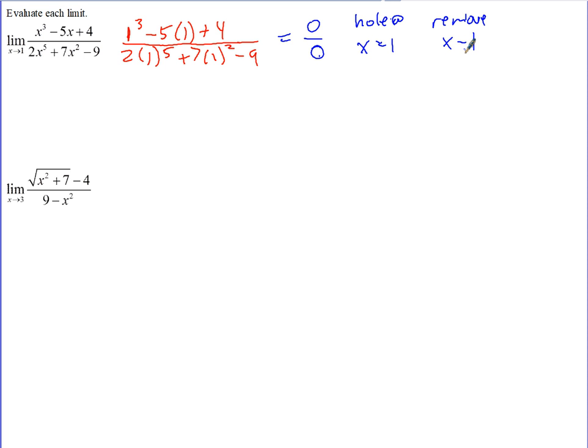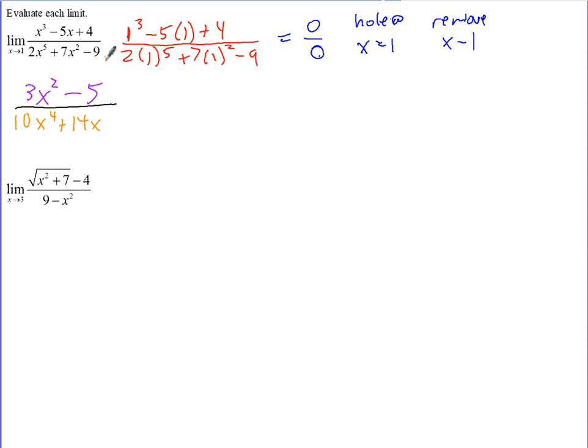So here, L'Hopital's rule is actually a time saver. It makes it a little easier to find the derivative, and so you don't have to do long or synthetic polynomial division. So if we just take the derivative of the numerator, we get 3x squared, derivative of negative 5x is negative 5, derivative of 4 is 0. Divided by, on the denominator, the derivative of 2x to the 5th, which is 10x to the 4th, plus 14x, the derivative of 7x squared, and then that's it. Derivative of negative 9 is 0.